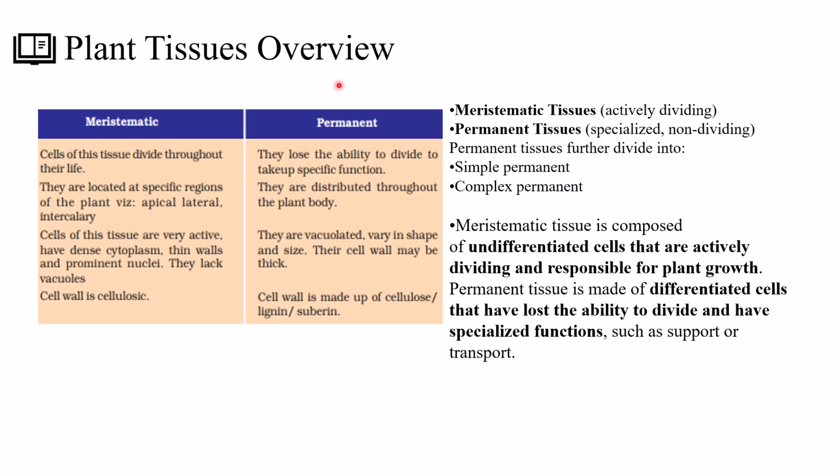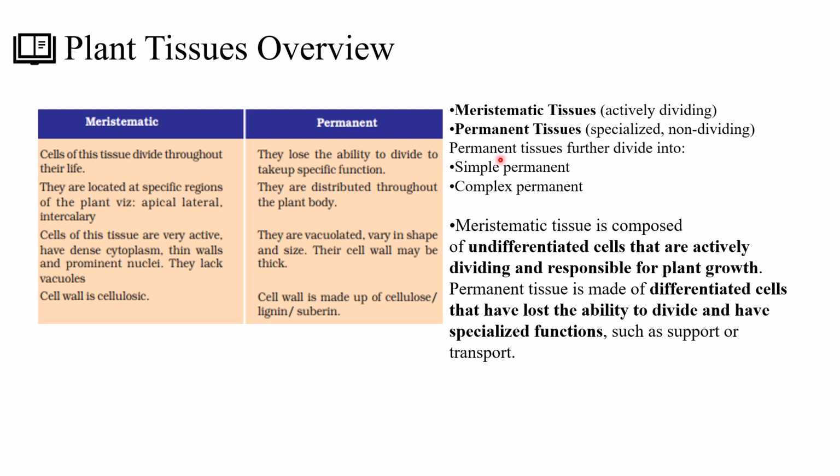Plant tissue overview. Plant tissues are of two types, as I have told you in earlier slides: meristematic tissues, which are actively dividing, and permanent tissues, which are specialized and non-dividing. Now you might think, if permanent tissues are not dividing, then what work do they do? Permanent tissues support the plant and do the work of transportation.